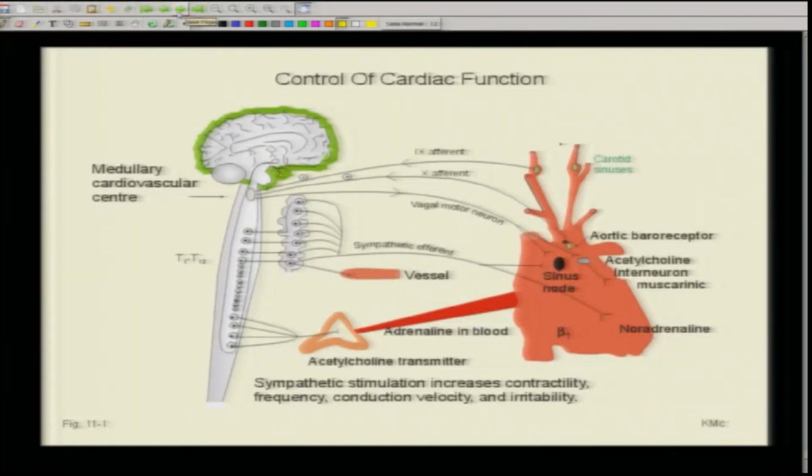And there are certain control units which I am not going to deal with today, for obvious reasons, because I still haven't talked to you about the sympathetic and parasympathetic systems. Once I talk about the sympathetic and parasympathetic, I will talk about it.